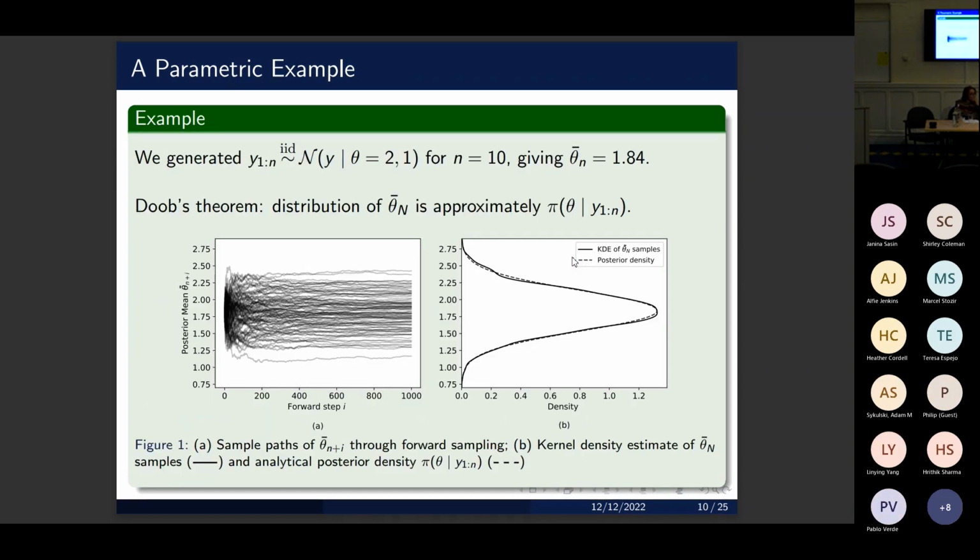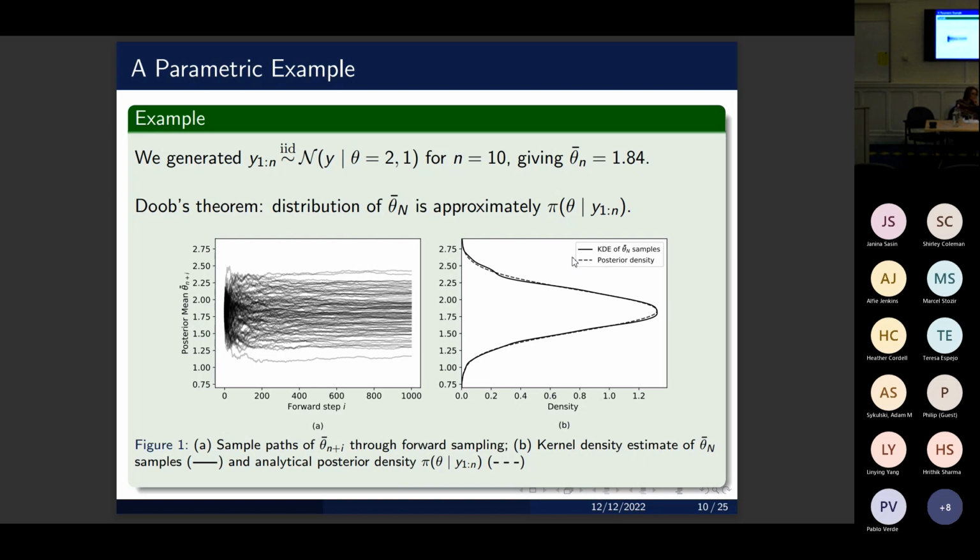And so on this slide here, I've run a little simulation to show what that looks like in practice. So suppose we've generated, say, 10 data points from some underlying sampling density. In this case, theta is equal to 2. And our estimate of theta bar n is going to be 1.84. And what I'm going to show here is that Doob's theorem shows that the predictive resampling scheme is going to be the same as sampling from the posterior.